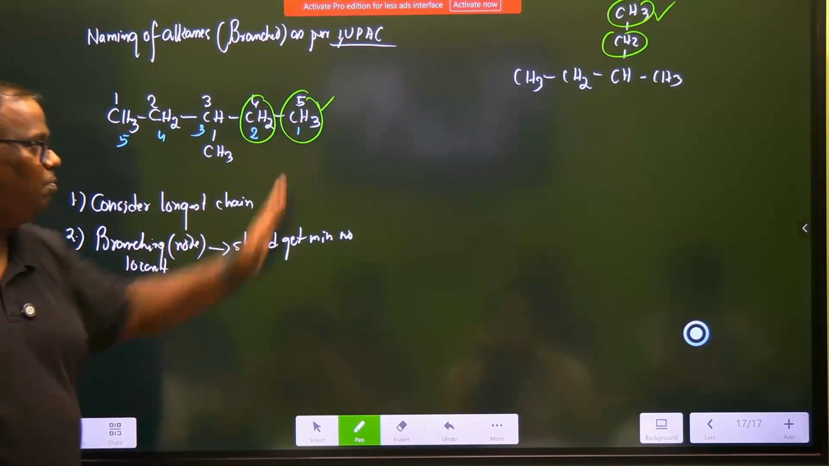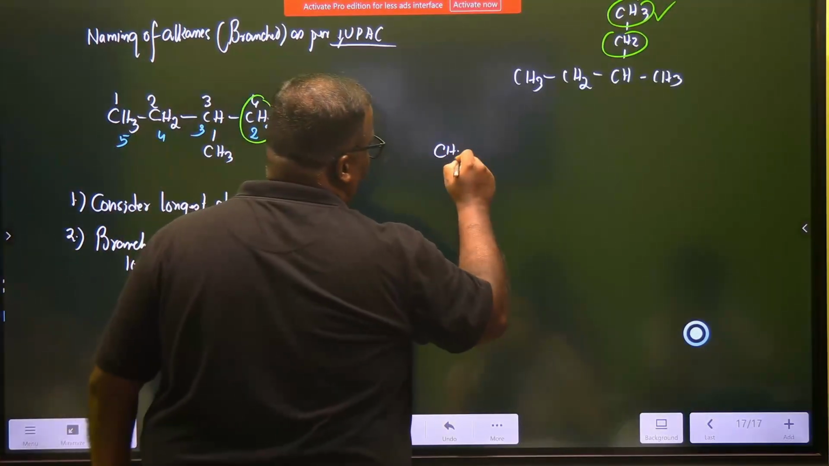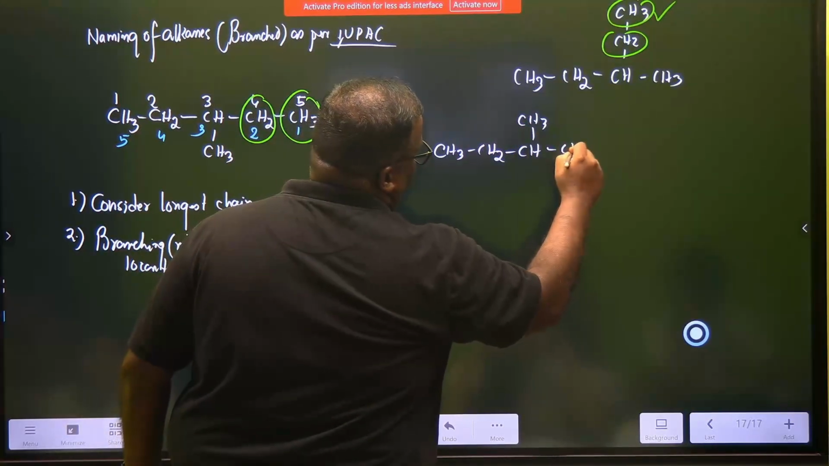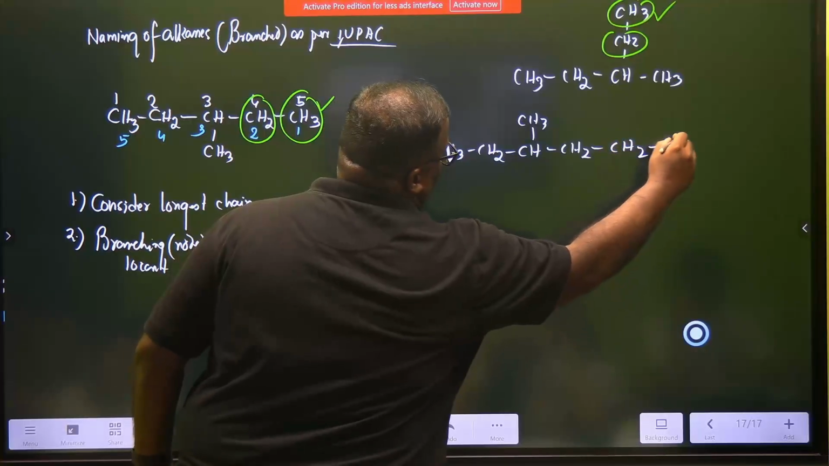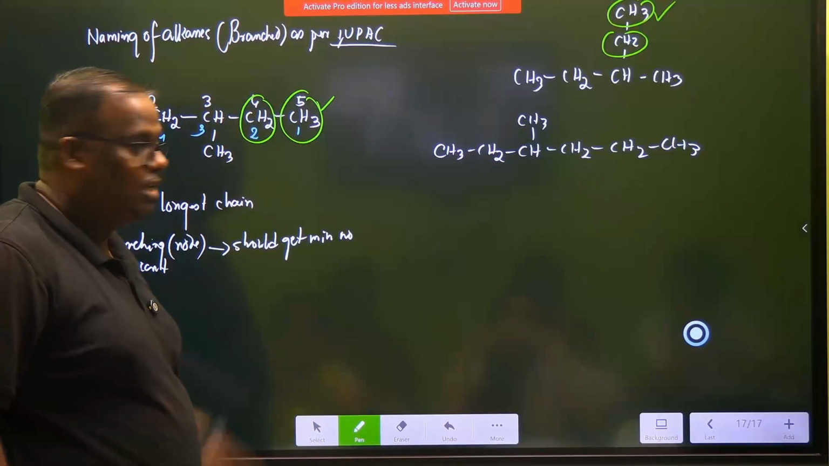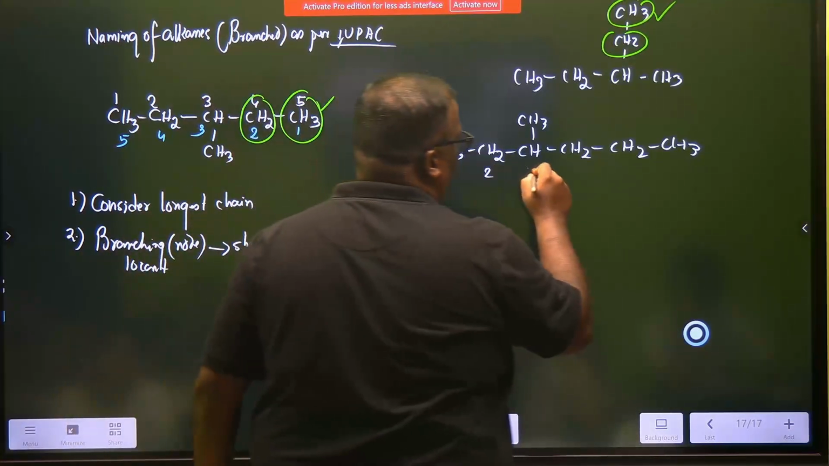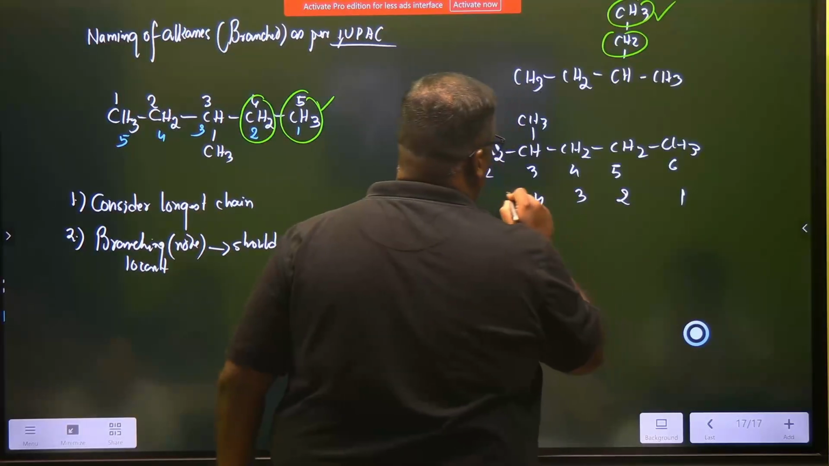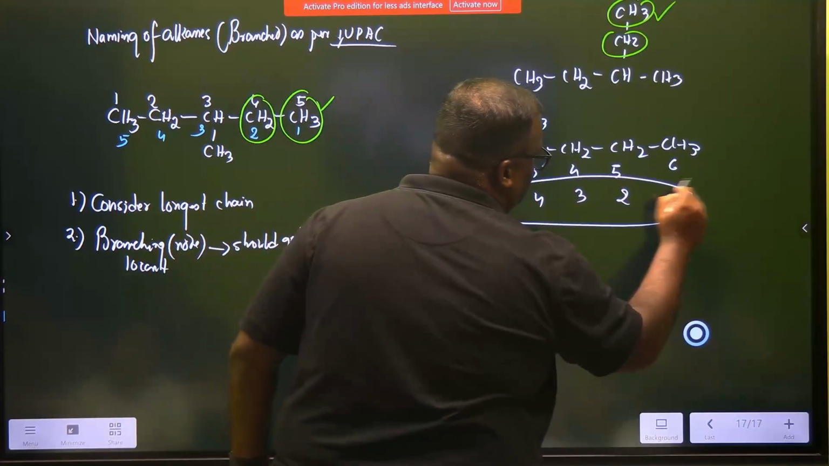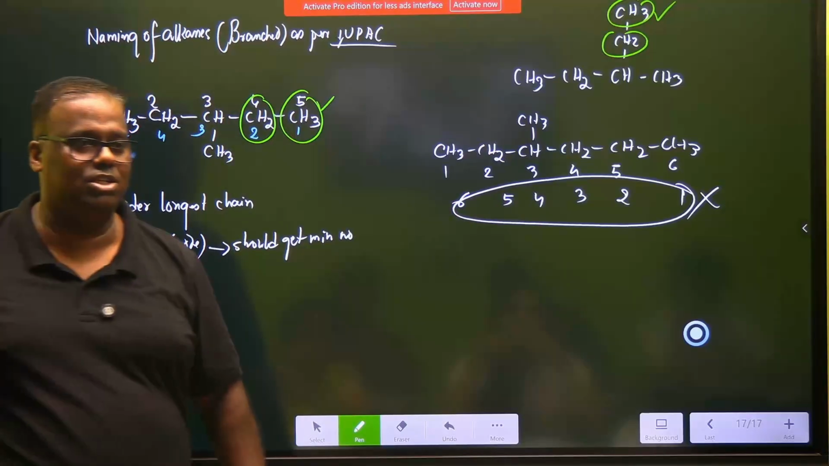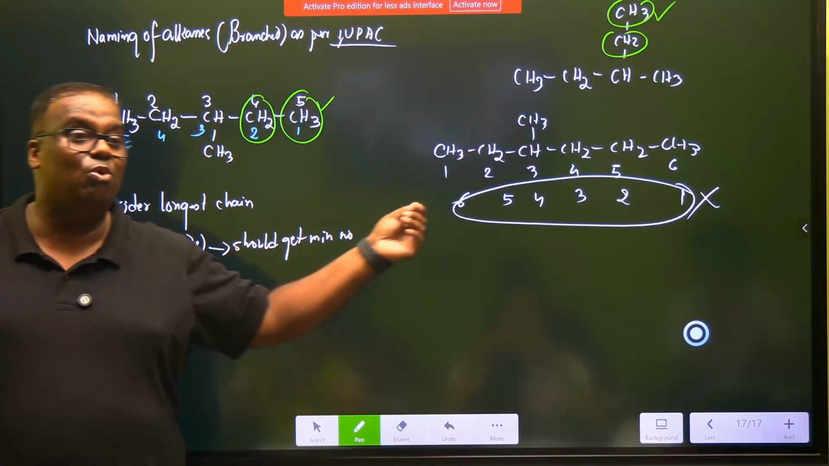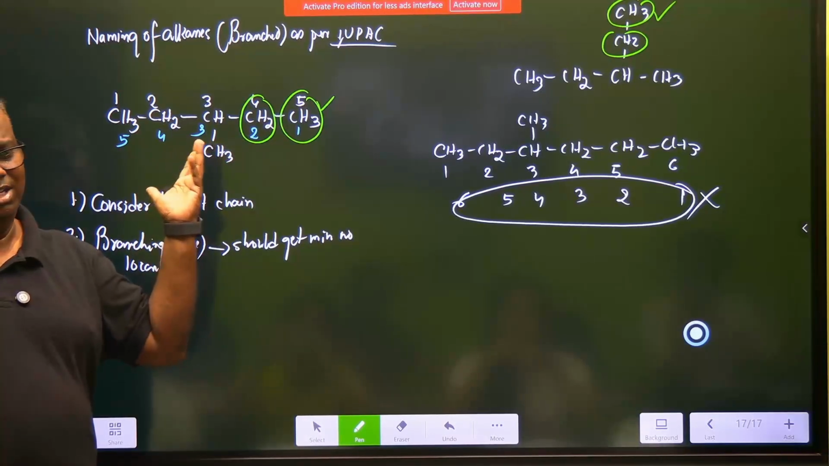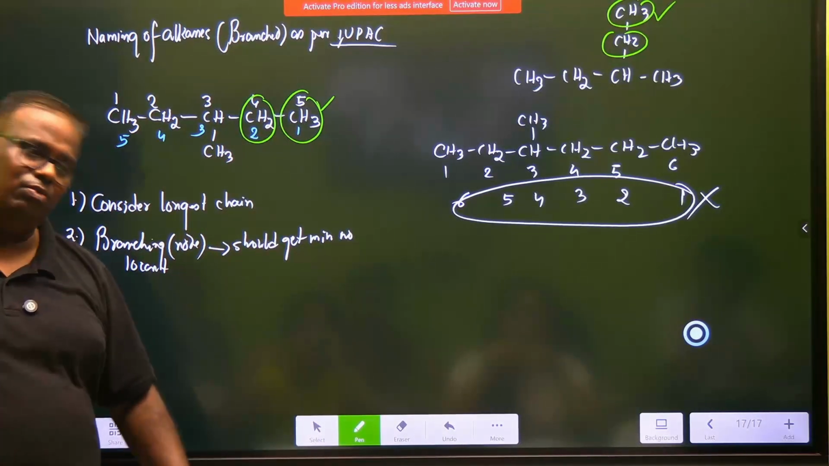Imagine this compound was CH3, CH2, CH, CH3, CH2, CH2, CH3. Suppose this compound was like this. Now let us name it. 1, 2, 3, 4, 5, 6. And if you number from this side, 1, 2, 3, 4, 5, 6. This numbering is not applicable because you are assigning 4 to the branch. The branch carbon should get the smallest number as possible. But in this case, both are fine. From here also 3, from here also 3. Have you understood?